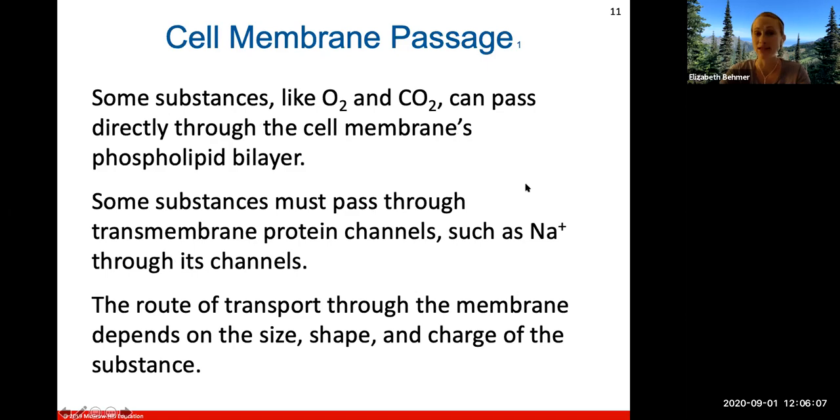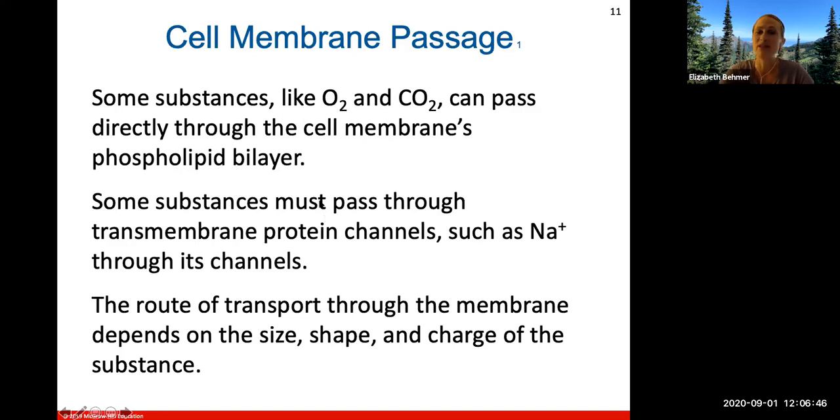Cell membrane passage. So how do things go through the cell membrane to get into the cell where different organelles might need them? Oxygen and carbon dioxide can pass directly through the cell membrane's phospholipid bilayer. So oxygen and carbon dioxide can go freely into and out of cells. And that's really important because your cells will need oxygen to make energy, which is ATP, and carbon dioxide is like a waste product of all of your cells when it makes energy. So it's important that oxygen and carbon dioxide can get into and out of your cells really easily.